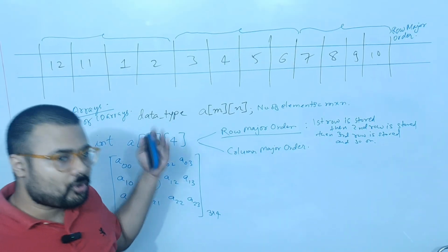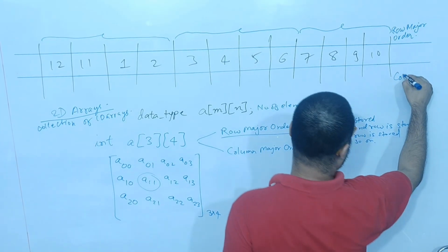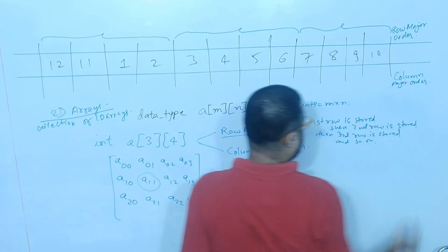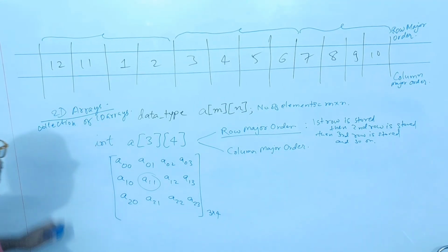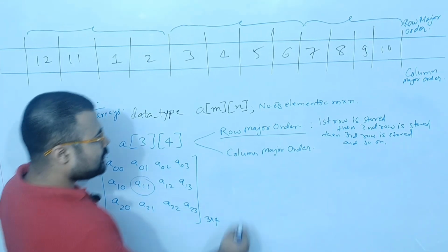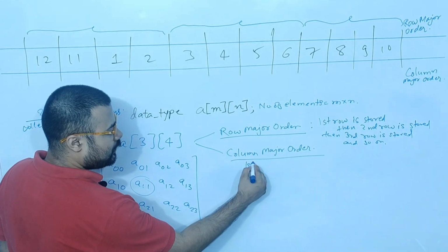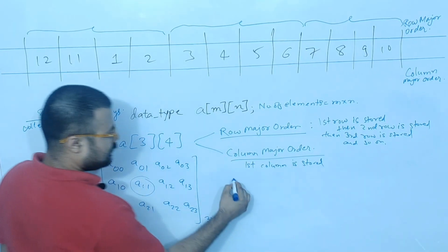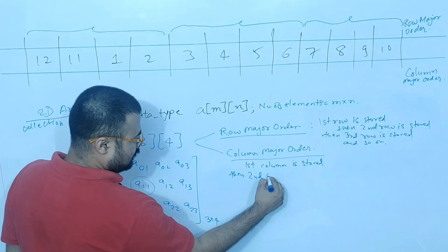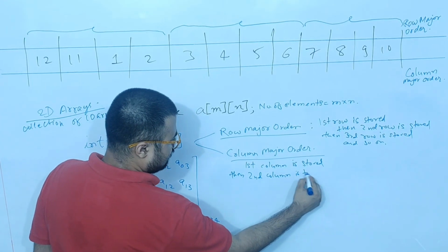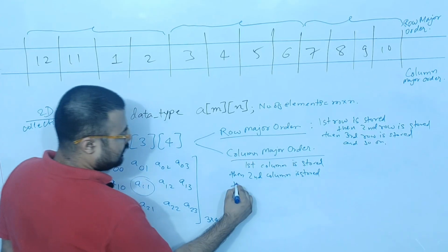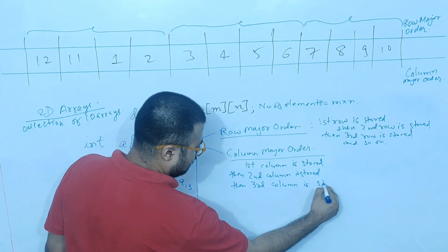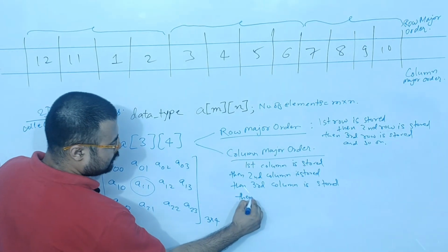If your memory is organized in column major order, it means that the first column is stored, then the second column is stored, then the third column is stored, then the fourth column is stored.